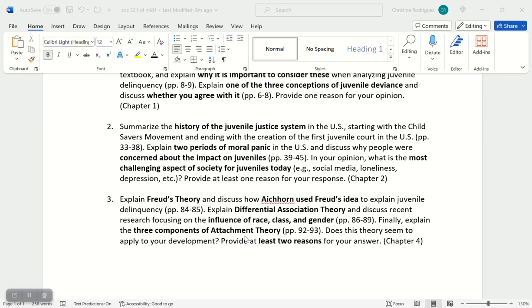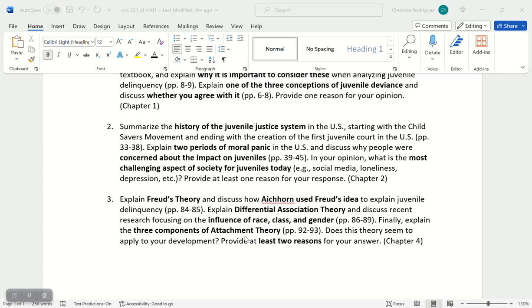Explain differential association theory and discuss recent research focusing on the influence of race, class, and gender. So you first discuss the theory, how it was originally carried out, what the original idea was, and then more recently, how researchers today have incorporated race, class, and gender to update the theory.